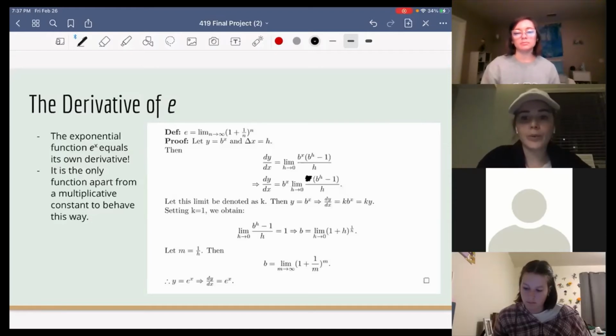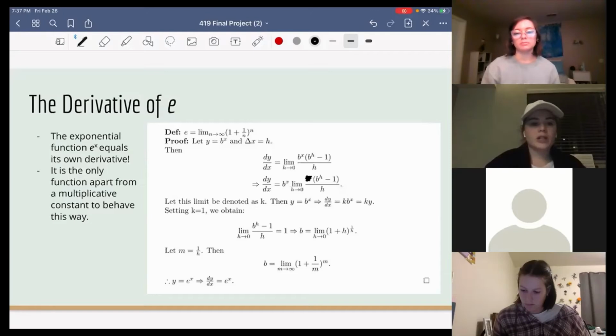And so we obtain the required rate of change, which is the first equation that you see here, that dy over dx equals the limit as h approaches 0 of b to the x quantity b to the h minus 1 over h. So we are trying to show that that equals our original function. Since x is regarded as fixed, we can pull out the term b to the power of x to the front of the limit, yielding dy over dx equals b to the power of x times the limit as h approaches 0 of quantity b to the h minus 1 over h.